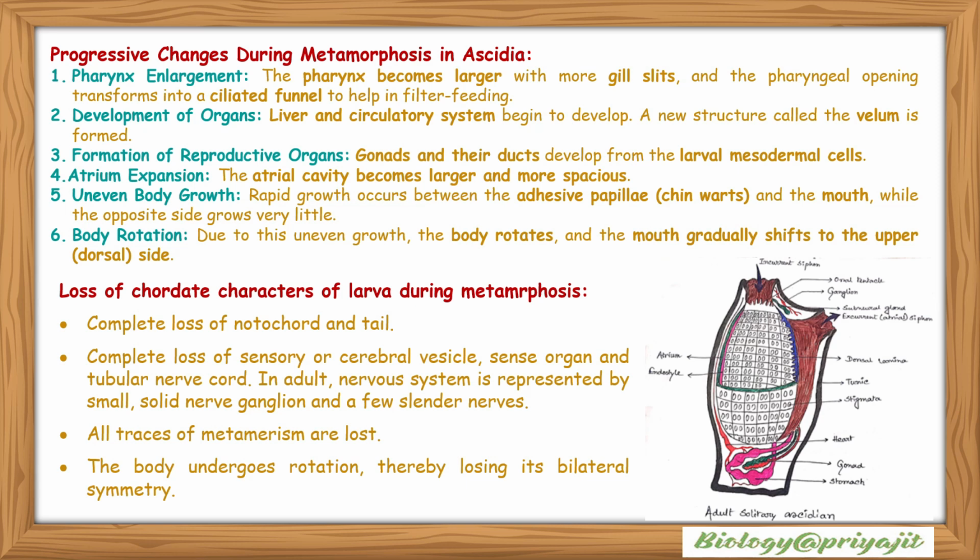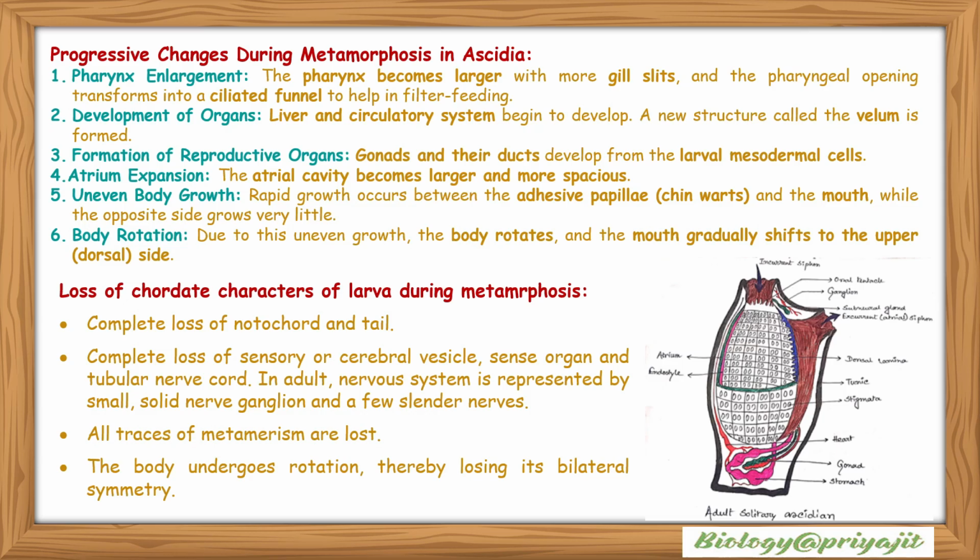Uneven body growth. Rapid growth occurs between the adhesive papilla, or chin-wards, and the mouth, while the opposite side grows very little. Body rotation. Due to this uneven growth, the body rotates and the mouth gradually shifts to the outer or upper dorsal side.